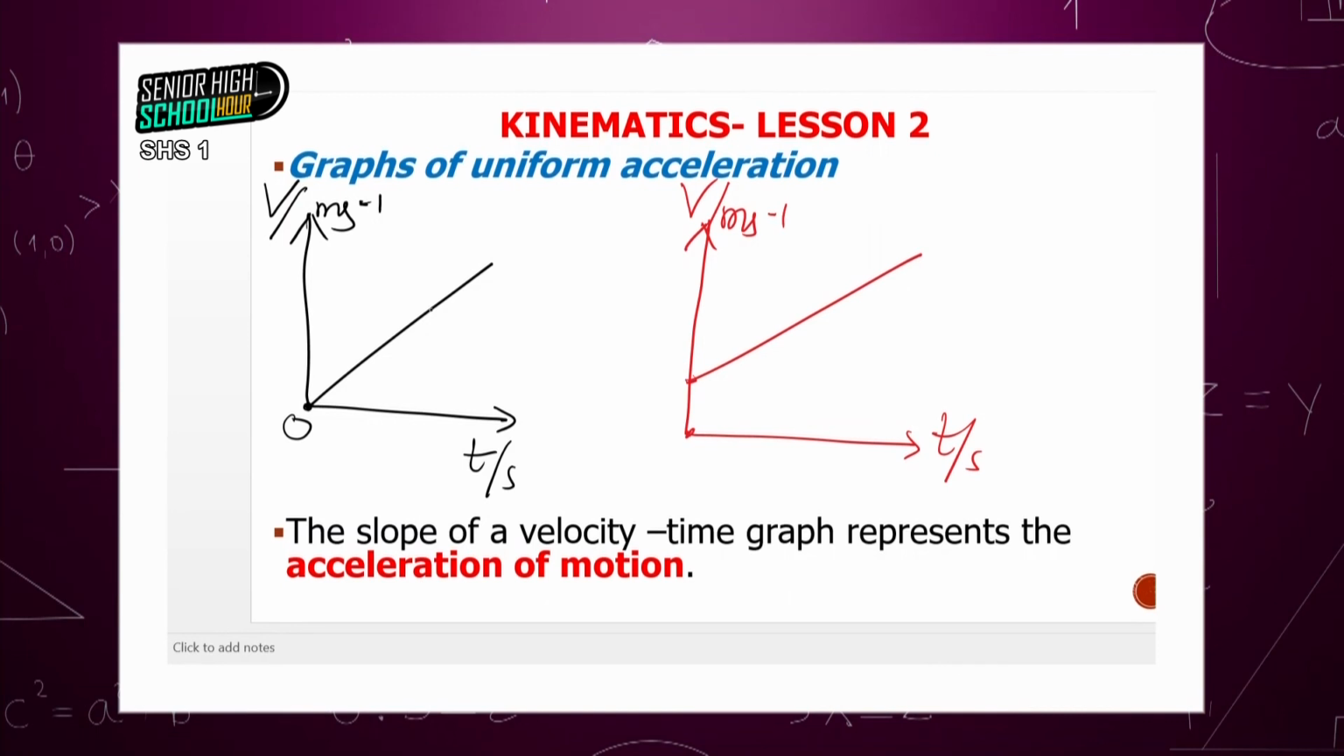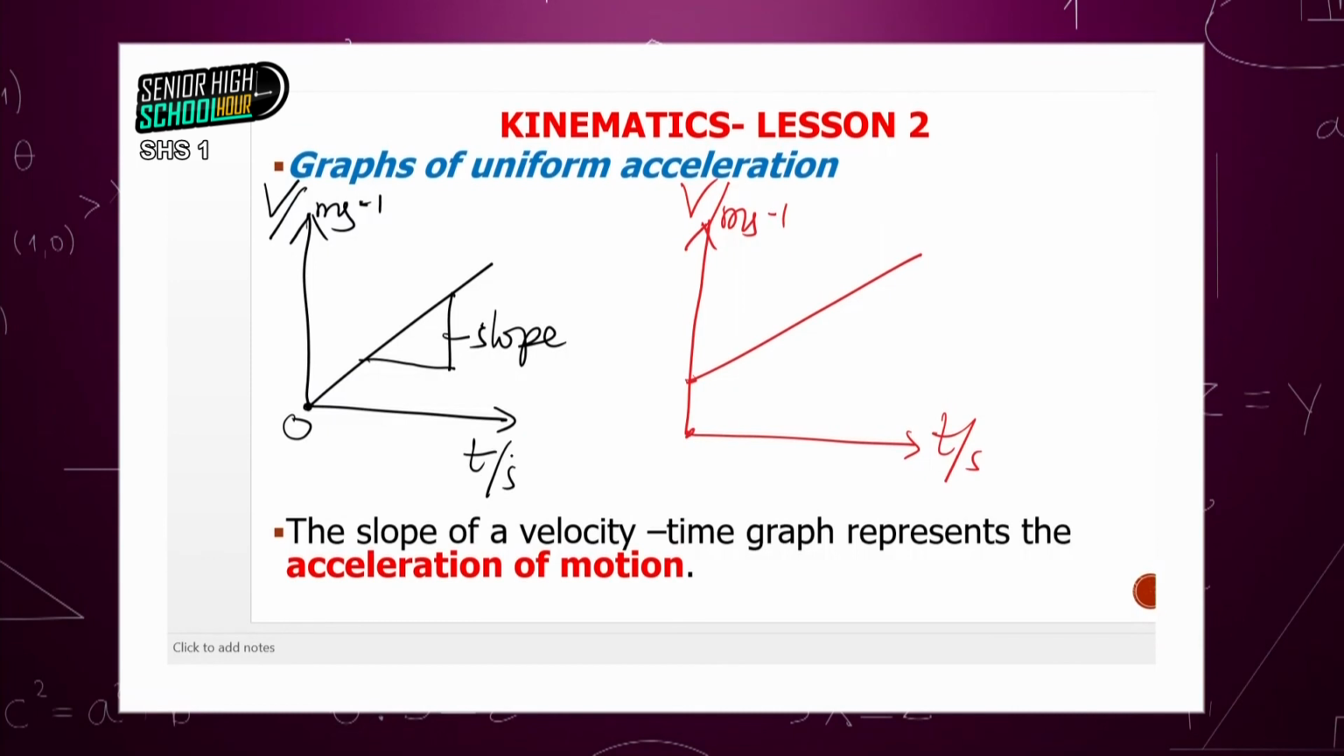Then, if we find the slope of these graphs, what do you think the slope will represent? We said the slope is also defined by the labeling of the axis. So if you look at the axis, we have velocity against time. And velocity over time is acceleration. So the slope of a velocity time graph represents the acceleration of the motion. Very, very important. The slope of a velocity time graph represents the acceleration of the motion.